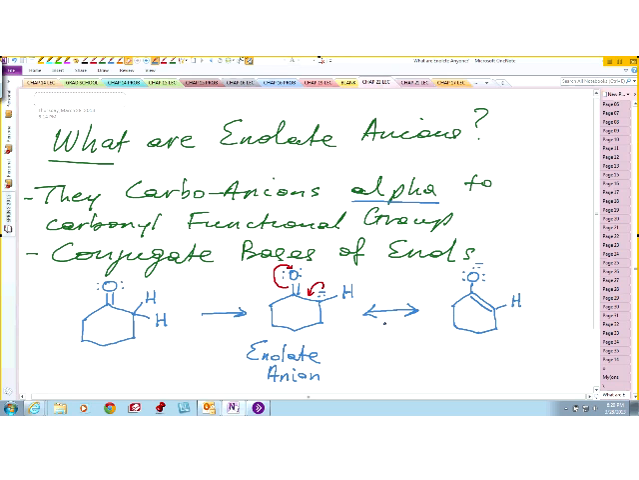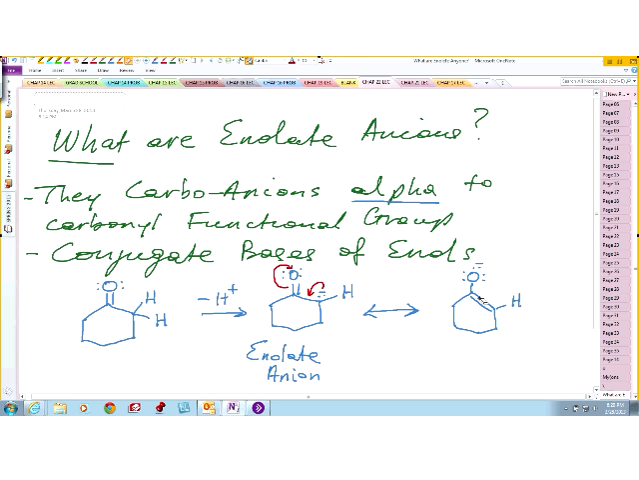If we remove one hydrogen, we remove a proton from here, that is how we form the enolate anion. Okay, so now we say this is an enolate anion.